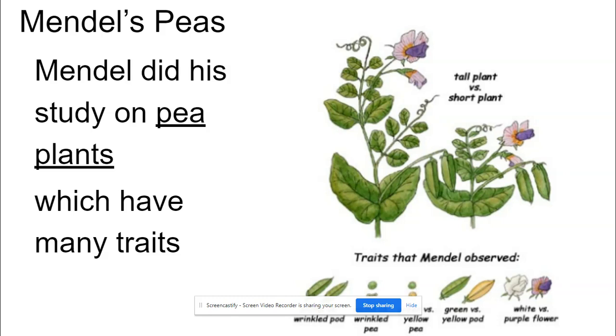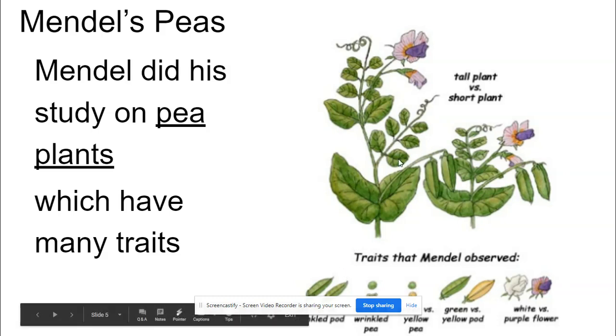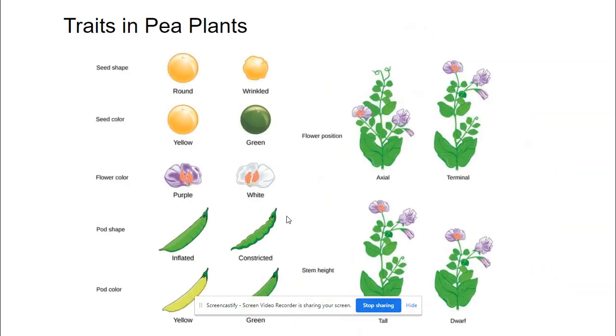It had a few traits, and all of the traits kind of really followed a similar pattern. And he looked at, this is the classic example, the tall versus the short plant, or a straight pod and a wrinkled pod, a round pea and a wrinkled pea. Some peas were green, others were yellow. Some pods were green, some pods were yellow, and then some flowers were white and some were purple. And that's where he was wondering, well, what was causing this?